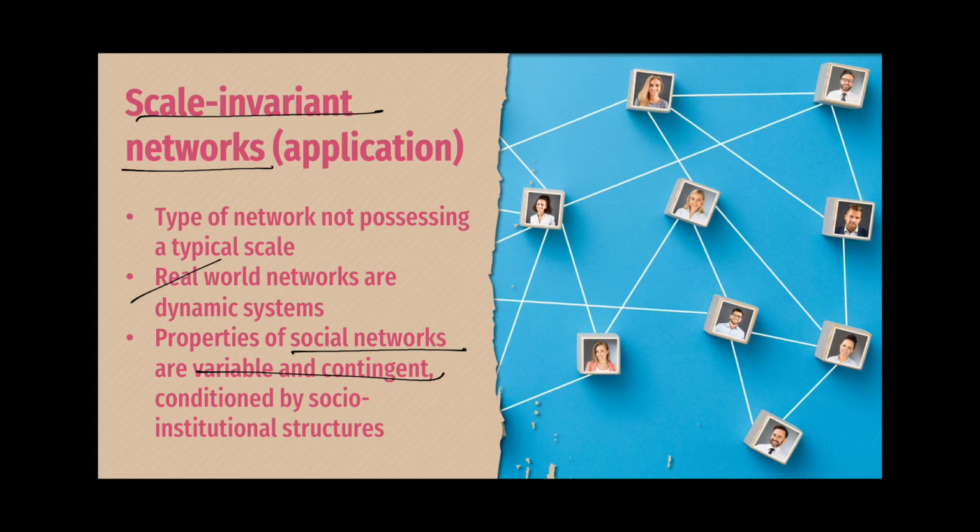And the variability of the networks that we have is conditioned by different social institutional structures, like our religious affiliation, our educational affiliations, our work affiliations, our family, the culture that we belong to, the region that we are living in. So this influences our social networks.